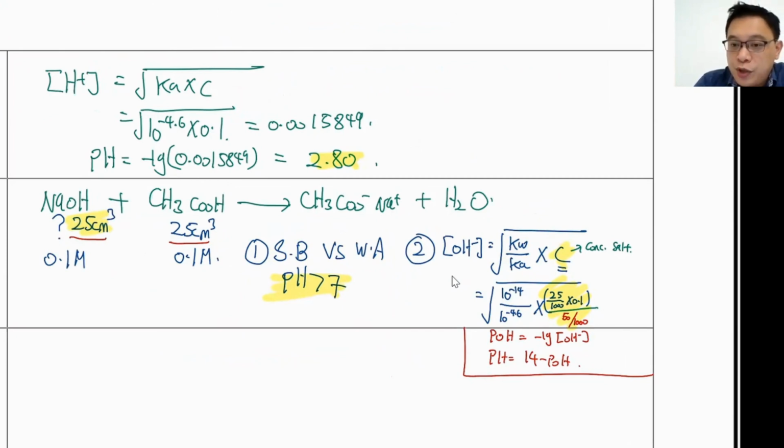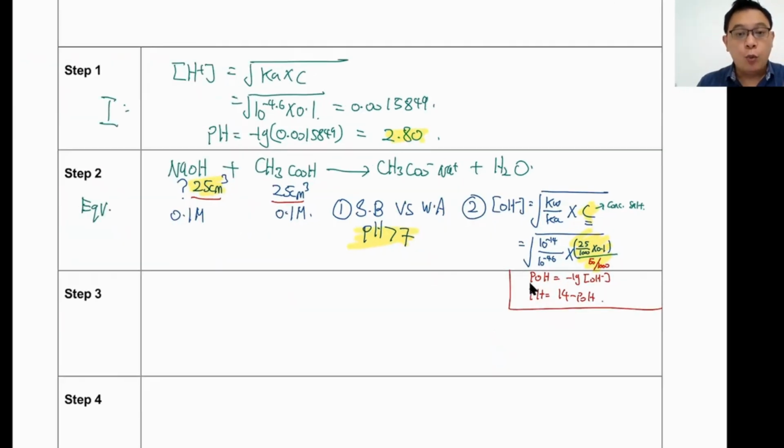So next question, do we not use buffer formula? We are using buffer formula. If you realize, we are using an ICE table. This is a neutralization reaction. I don't see any question coming.